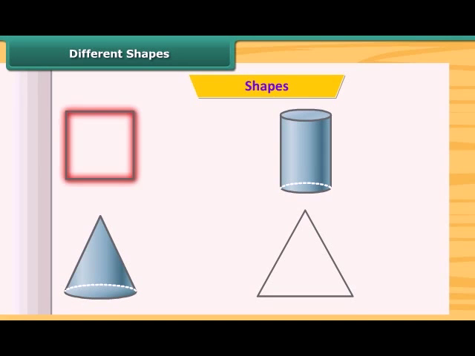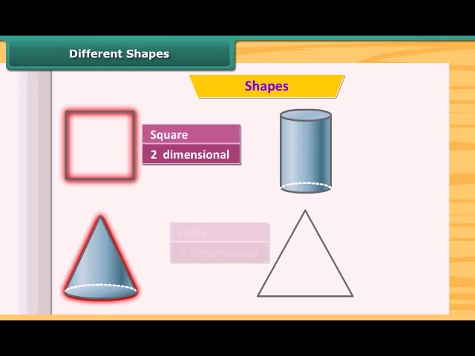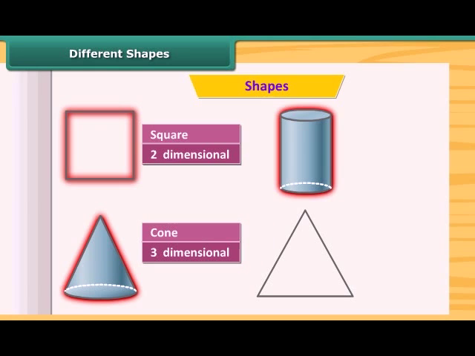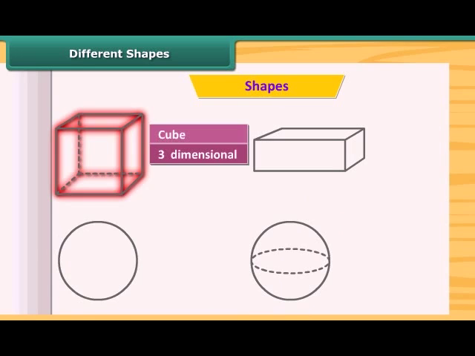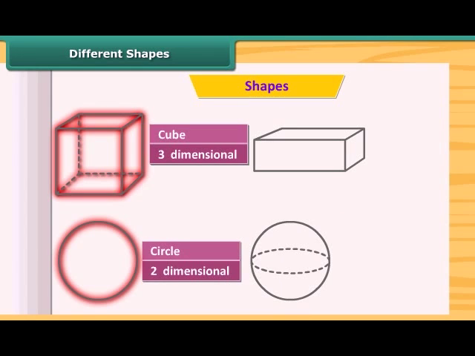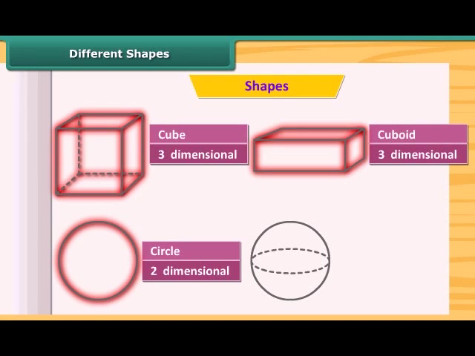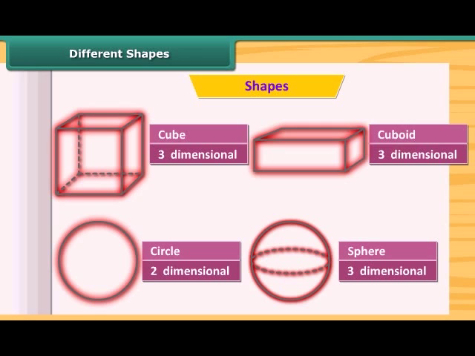This is a square and this is two-dimensional. This is a cone and is three-dimensional. This is a cylinder. This is also three-dimensional. This is a triangle and this is two-dimensional. Circle, two-dimensional. This is a cuboid and is three-dimensional. And this, is it a sphere? Yes, this is a sphere and is three-dimensional.